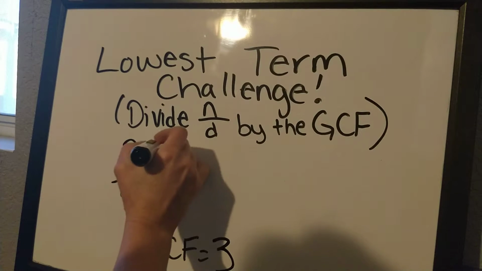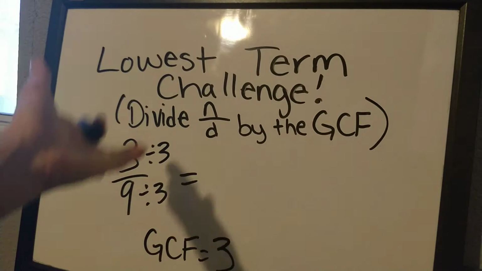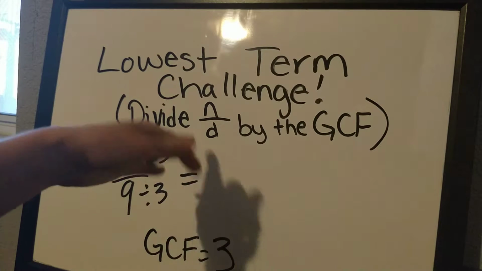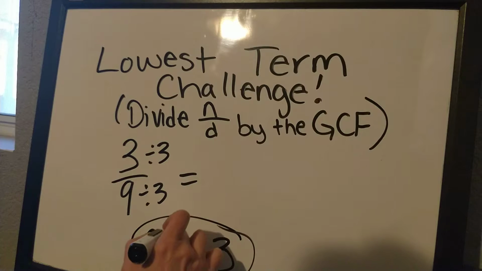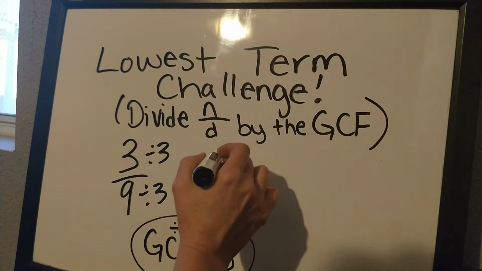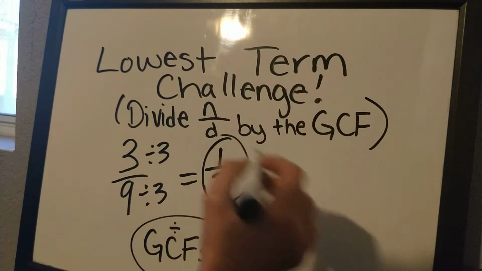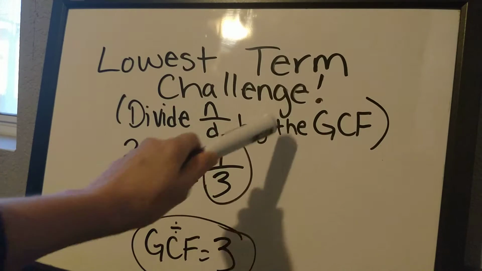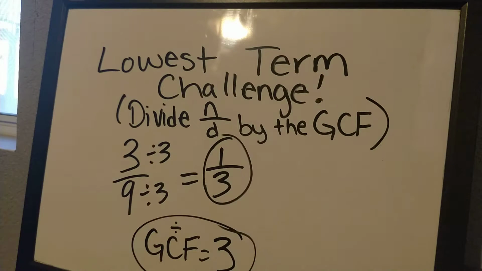Now I just know I got to divide each of those by 3, because we're still really creating an equal fraction. So whatever you do to the top, you have to do to the bottom. Whatever you do to the bottom, you have to do to the top. So here's our GCF. We're dividing by this. And we have 3 divided by 3 is 1. 9 divided by 3 is 3. So 3/9 is the lowest term possible. The simplest way to say 3/9 is 1/3.